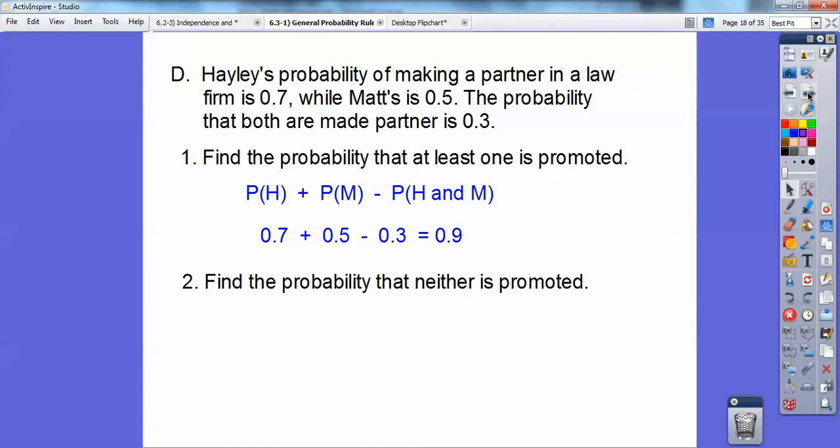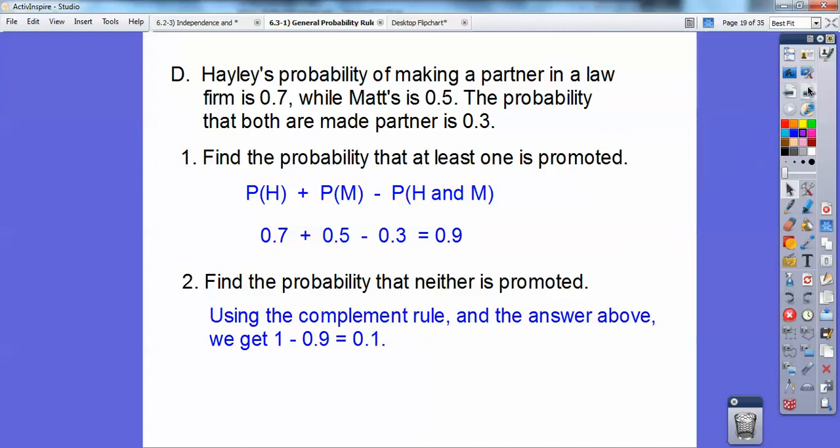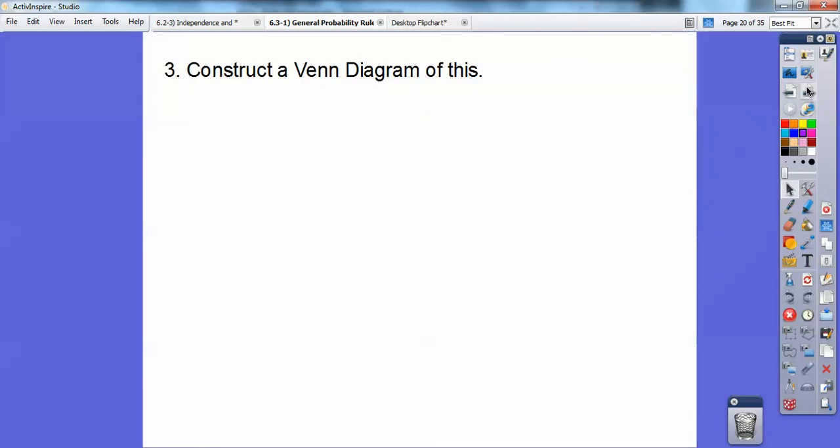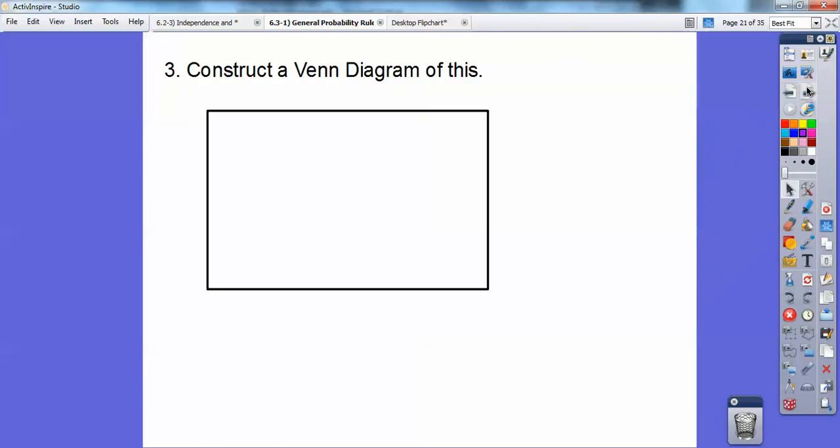Okay, find the probability that neither is promoted. Well, that's the complement of this one, that at least one is promoted. So use the complement rule, 1 minus 0.9, and you get 0.1. Okay, and then construct a Venn diagram of this. Okay, so here we go.